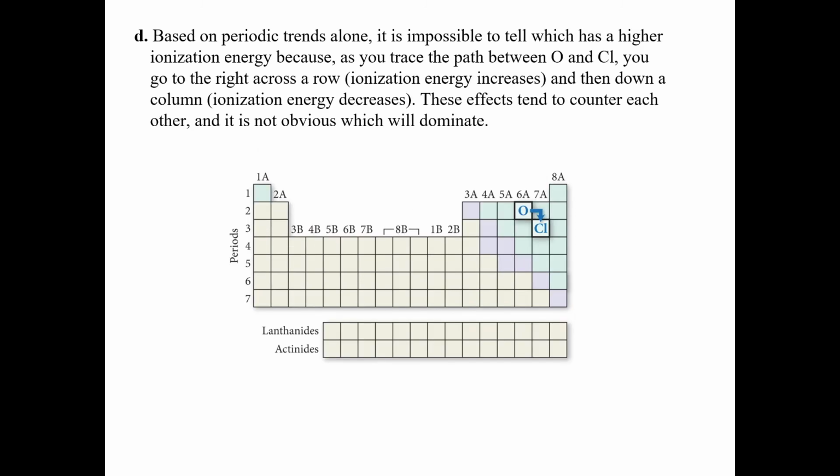Now let's take a look at O and Cl. We'll start off with oxygen, and we're going to move to the right. So ionization energy would increase, and then we've got to move down the column where ionization energy decreases. And because we have those counter trends, we can't say for sure, just based on the trends, which one has the higher ionization energy.